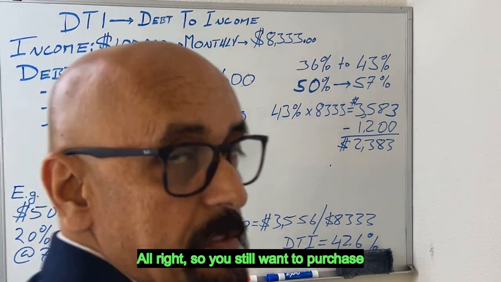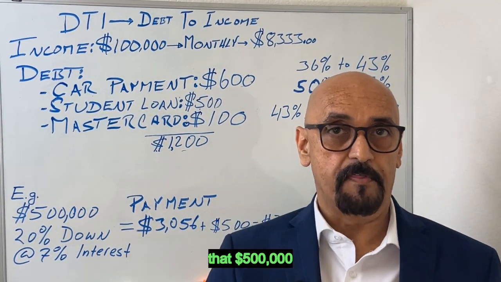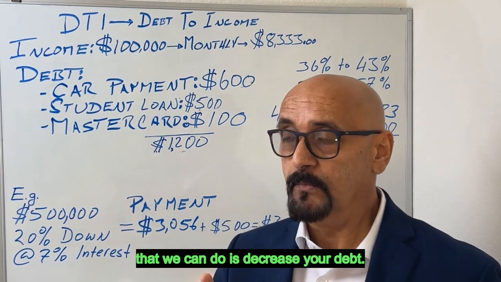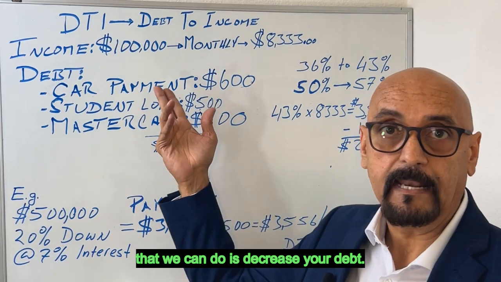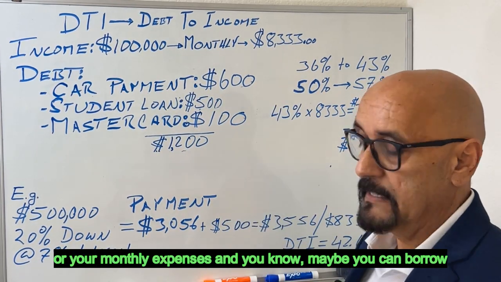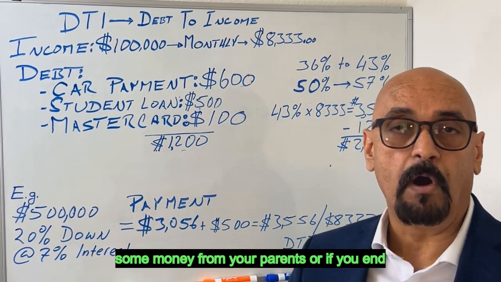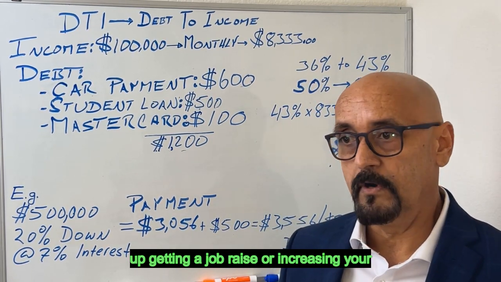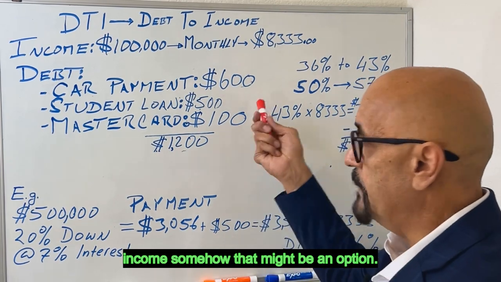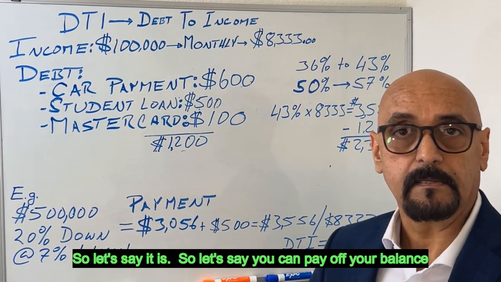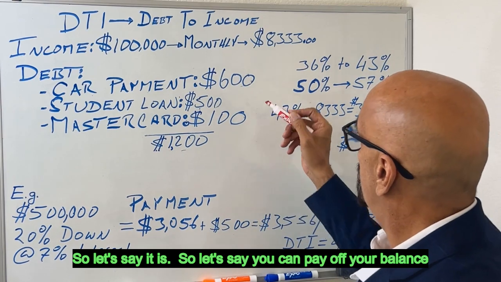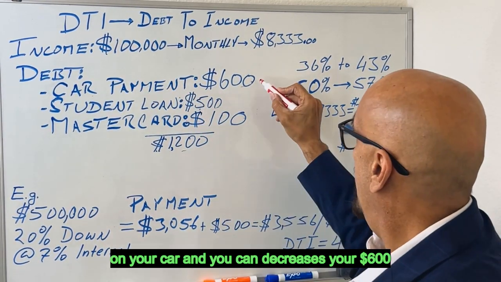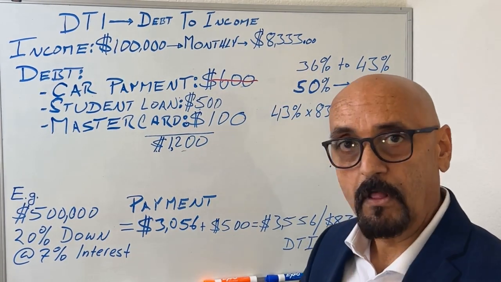All right, so you still want to purchase that $500,000 home, your dream home. So what can we do? Now, one of the things that we can do is decrease your debt or your monthly expenses. And maybe you can borrow some money from your parents, or if you end up getting a job raise or increasing your income somehow, that might be an option. So let's say it is. So let's say you can pay off your balance on your car, and it decreases your $600 to zero.